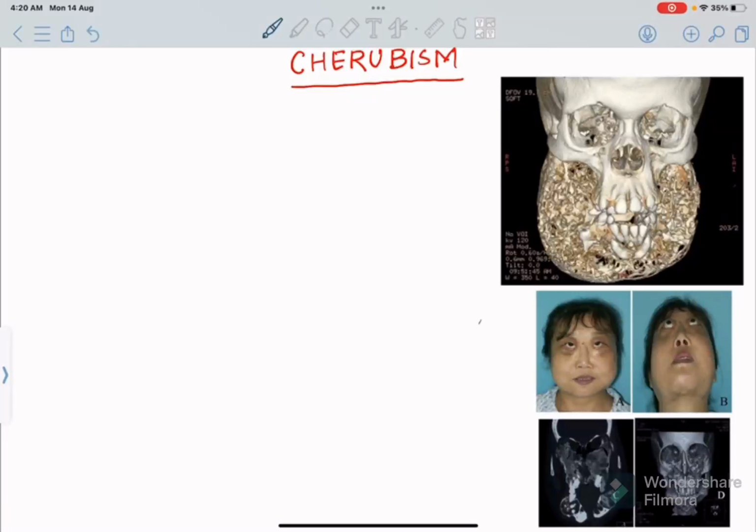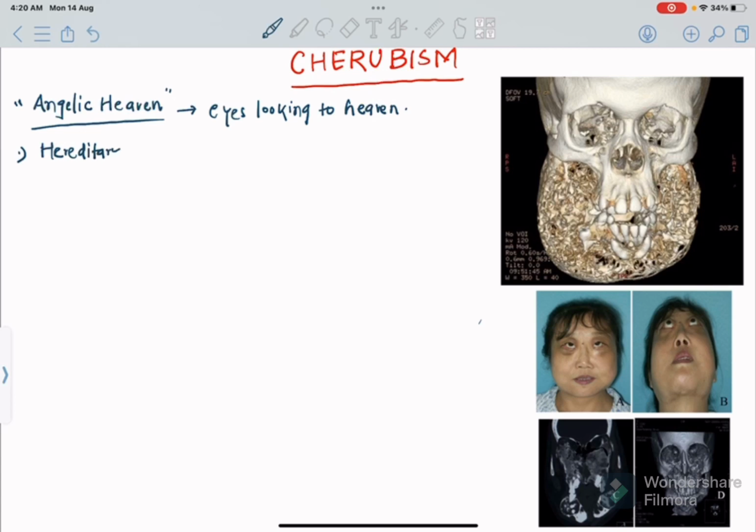Discussing cherubism. So let's begin. The typical feature seen here is angelic heaven, means eyes looking to heaven. Okay, so it is hereditary or familial fibrous dysplasia, but this term is not used nowadays.